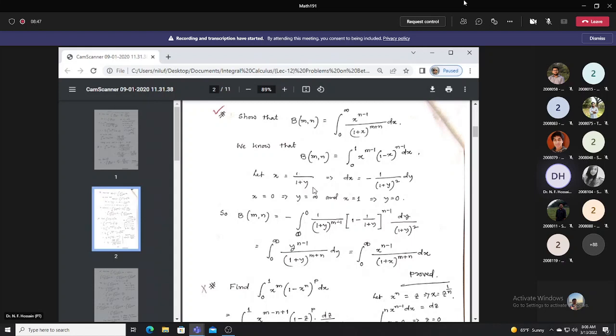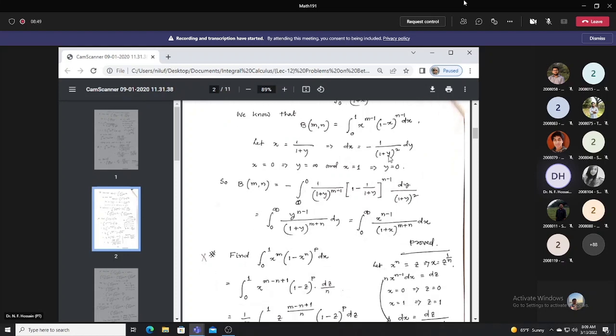Now we go back to the definition and adjust the limits. When x equals 0, y must be infinity because 1 over infinity is 0. And when x equals 1, y should be 0. So the lower limit is infinity and the upper limit is 0. Now what is the value of x? x is 1 by 1 plus y.